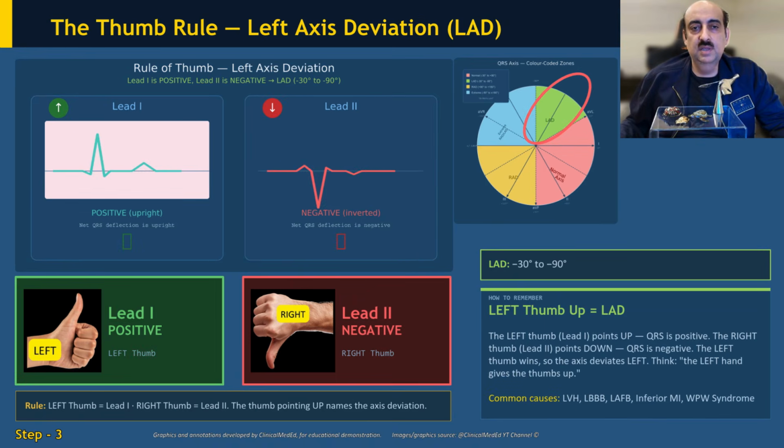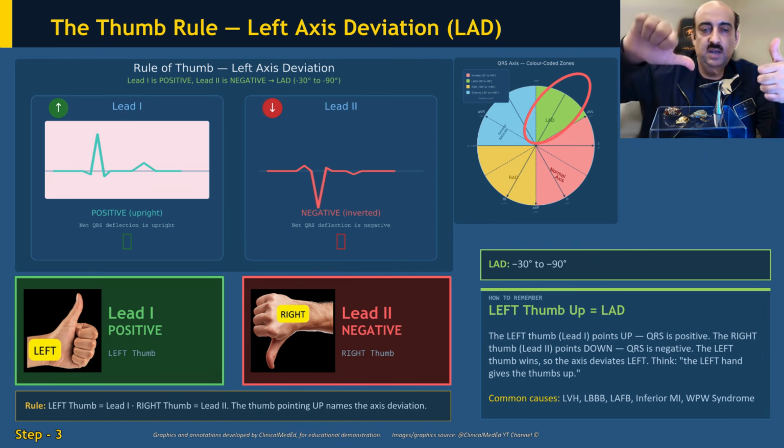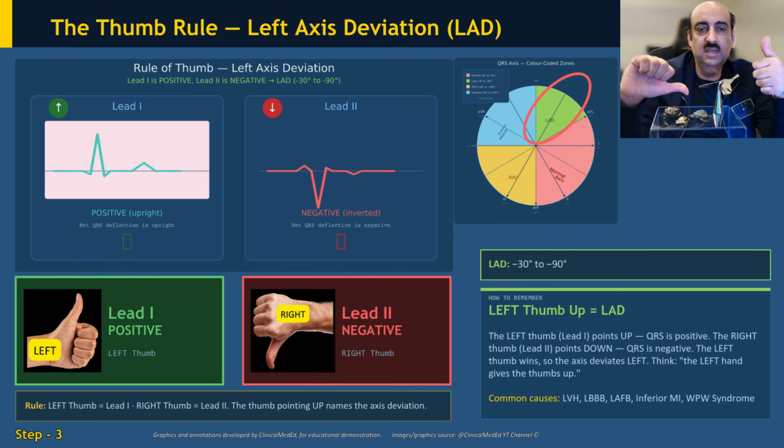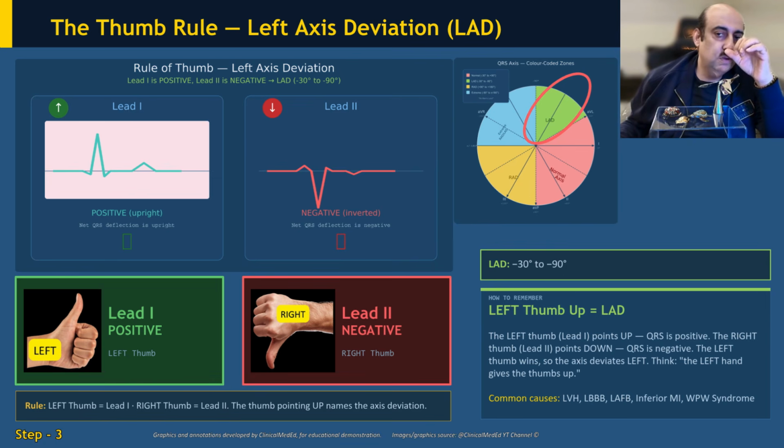Similarly, coming to the thumb rule for the left axis deviation. If lead 1 is upright, which is the left thumb, and lead 2 is downward, which is the right thumb, which hand gives the thumbs up? The left hand is giving the thumbs up, hence it's a left axis deviation, which is reflected in the green part in the inset diagram right next to my talking head. If you can see, it's also in the orange oval shape.